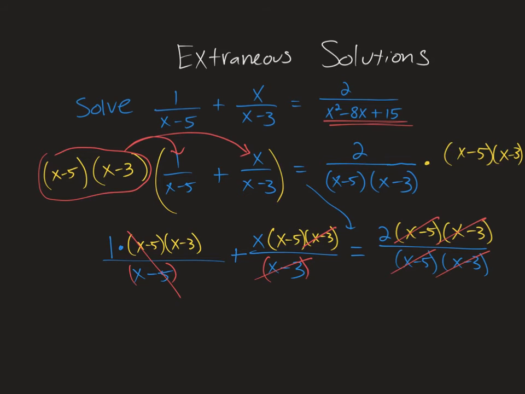So we're going to clean this up at this point. What are we left with? We're left with 1 times x minus 3, which is just x minus 3. And plus, what are we left with? We're left with x times x minus 5. Okay, that's going to come in handy. And that's going to equal 2. Okay, we need a little bit more space.